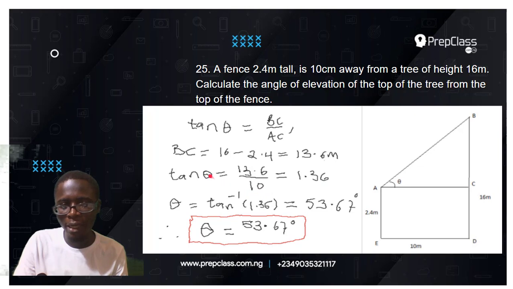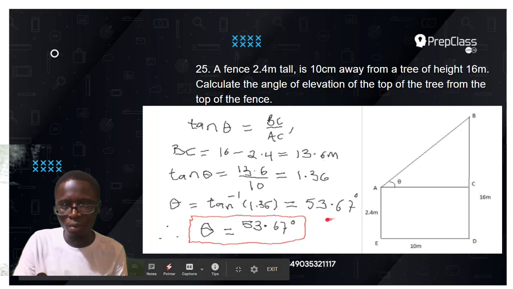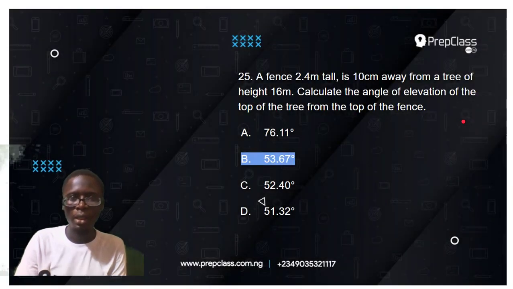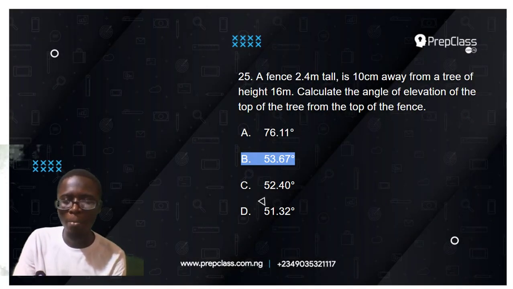So we need to find the arc tan inverse to get our theta. So theta is equivalent to arc tan of 1.36, and this will give us 53.67. That roughly is the value of theta, which is the angle of elevation of the tree from the top of the fence. This, as you can see, is well supported by option B.